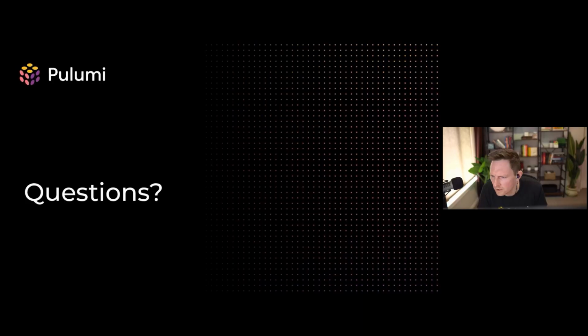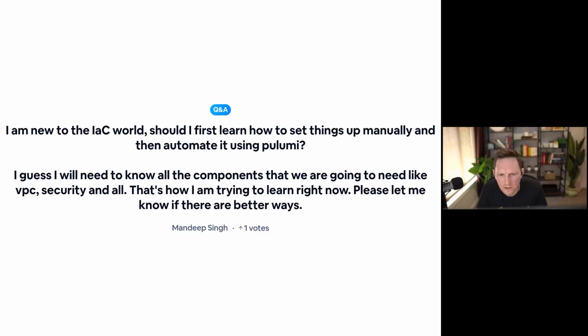We have a related question here, Josh, which is: I set things up manually. Great question. As someone who has had to learn IaC, we did not enter this existence knowing IaC. Should you first set up things manually and then automate it using Pulumi? Oftentimes that's a good way to do it. Sometimes I'm actually able to learn how services work by writing the IaC first. So it's kind of either way.